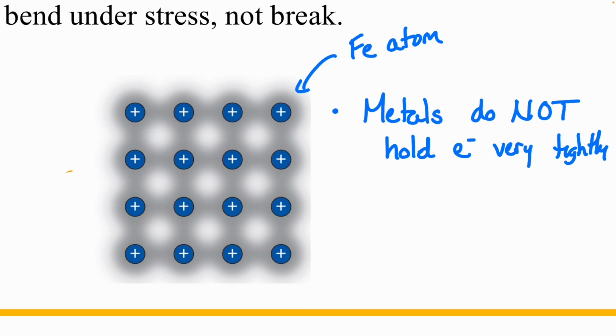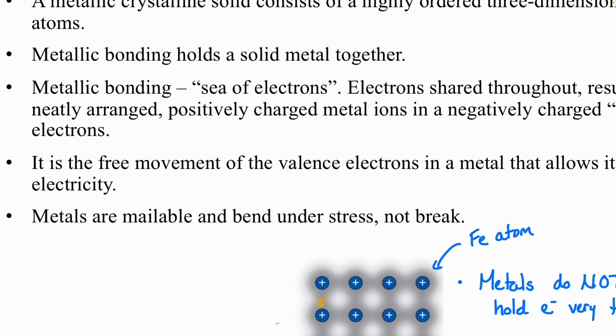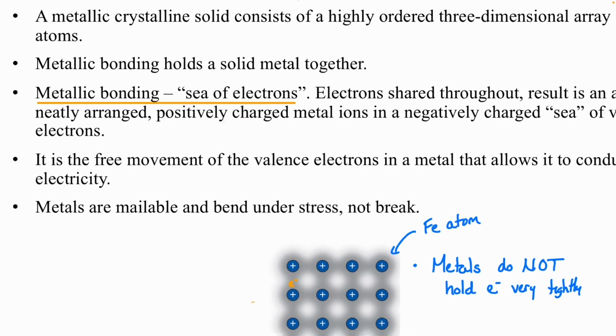Okay, so in this solid here, we have each one of these iron atoms. Each iron atom has a bunch of electrons. So we got a bunch of electrons here. All right? But these metals don't hold on to these electrons very tightly. So these electrons aren't going to stay fixed in one position. They're going to be able to freely move all the way around this structure here. All right? So our model for bonding in a metallic substance is what's called the sea of electrons model. All right?